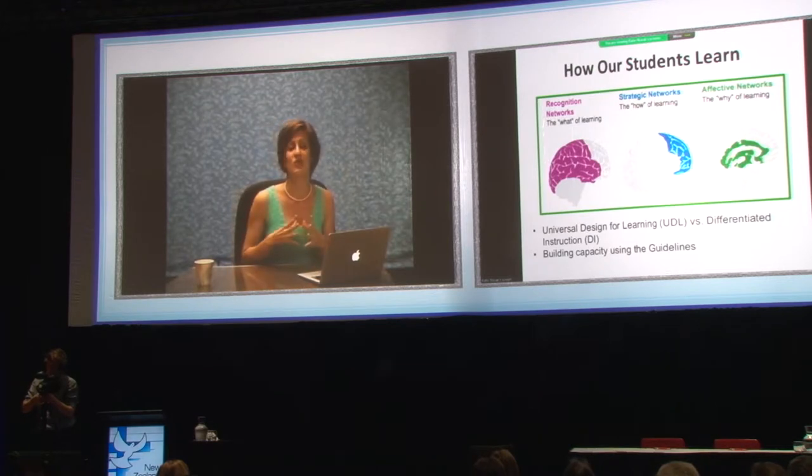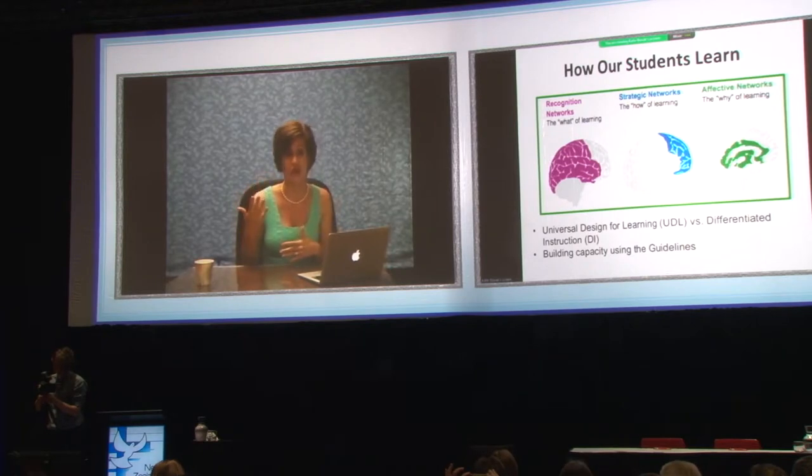So UDL was basically born at Harvard University in Boston, Massachusetts, by three professors over 30 years ago who were researching how brains react to learning. And what they realized is there are basically three parts of the brain that light up regardless of the ability or the diversity or the variability of the learner.